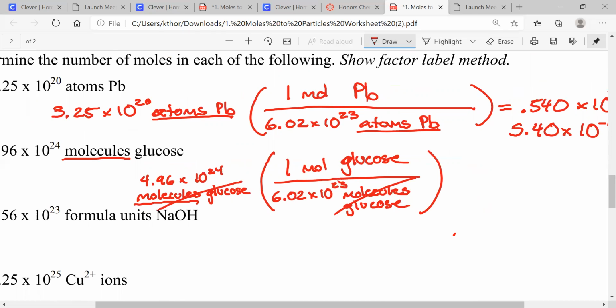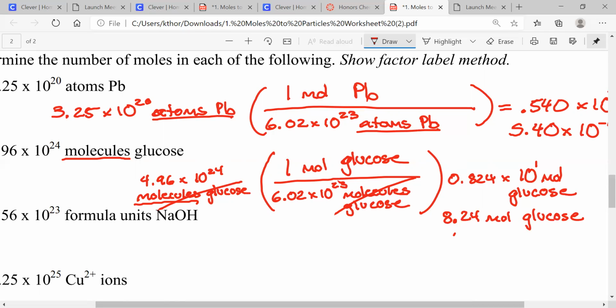So we have 4.96 divided by 6.02. Your raw answer right out of your calculator should be 0.824. 0.824 times 10 to the, let's see, 24 minus 23 is 10 to the first moles of glucose. Now that answer is not your final answer. You need to fix the scientific notation. It should be 8.24 times 10 to the 0, which when it's 10 to the 0, you really don't need to write 10 to the anything anymore. It's just going to be 8.24 moles of glucose. 10 to the 0 is basically saying there is no scientific notation.